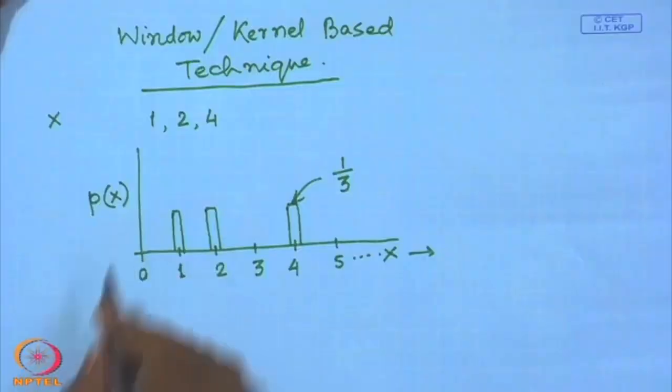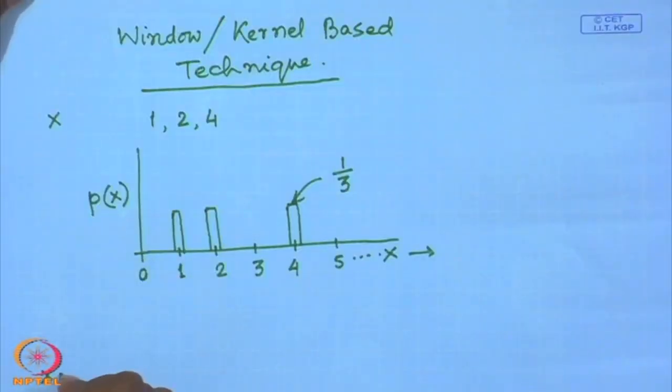Now, I can have situations where I have more than one instance of a single value of x. So, I can have a situation where I have 1 sample of x at location 1, 2 samples or 2 values of x which are 2, and I have 4.